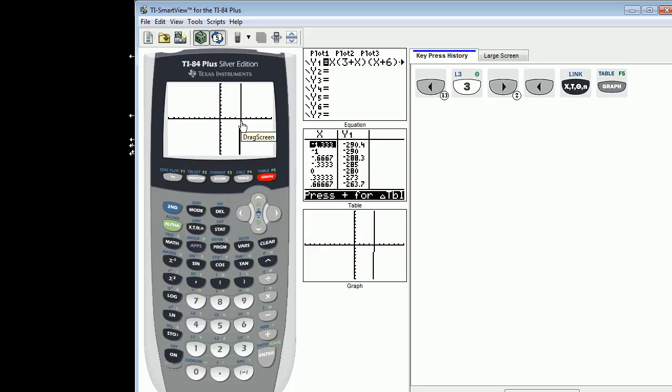Okay, it looks like it's 4. Check on the table and see if it is 4. If the table verifies it, you don't even have to use that zero button, but we're going to practice anyway. Yes, it is 4. So we can use our table and see 4.